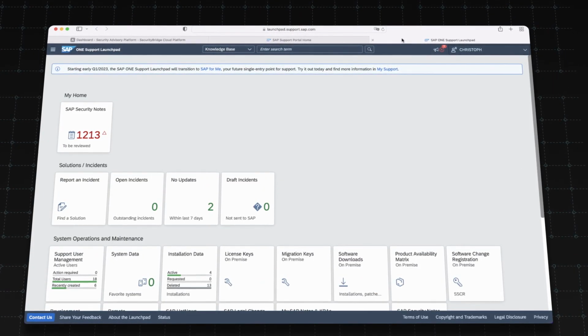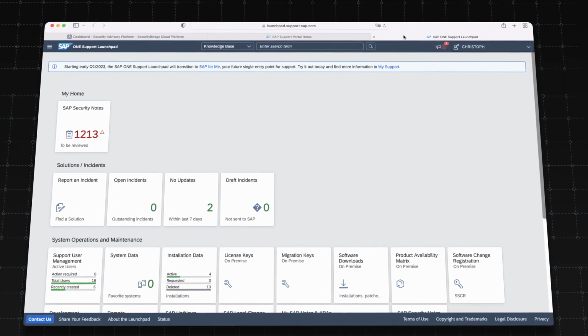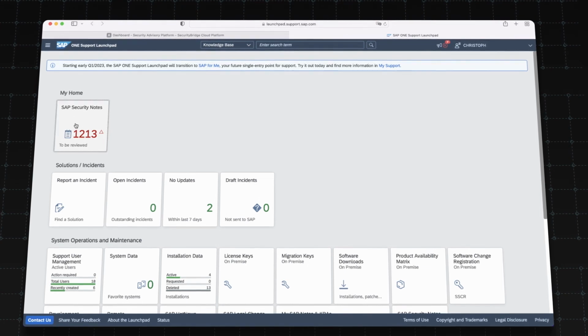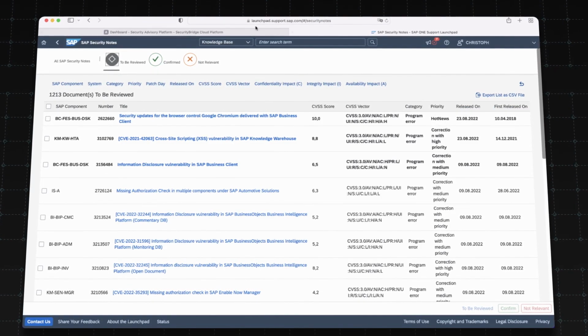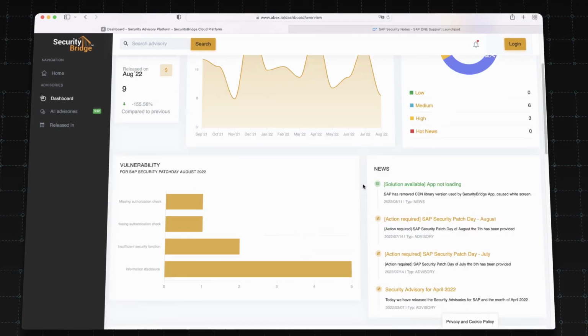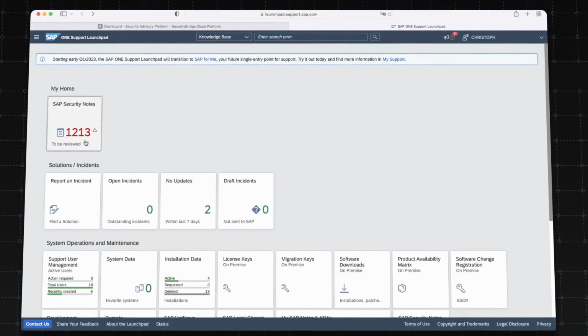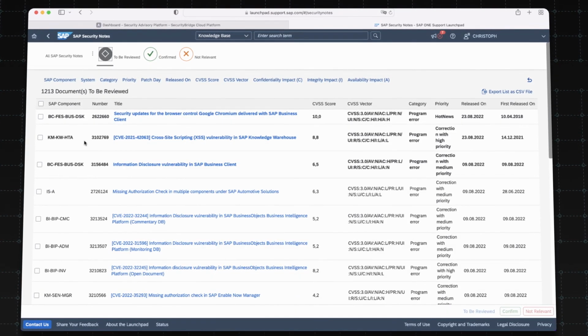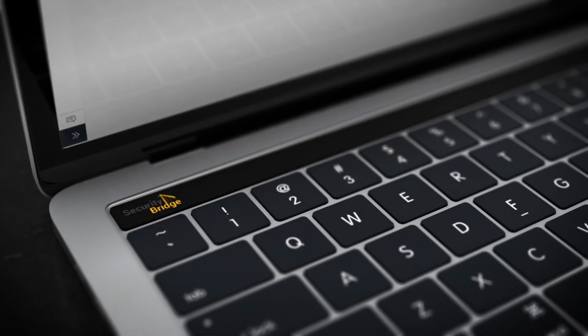The challenge many companies are facing is that they don't know which patches are necessary for their specific SAP landscape or how to install these patches smoothly while minimizing the downtime of productive systems. SecurityBridge Patch Management automates the detection of missing patches and supports impact assessment through implementation. You reduce the manual efforts of already scarce resources and ensure that important security updates are not neglected. Let's take a closer look at how this works.